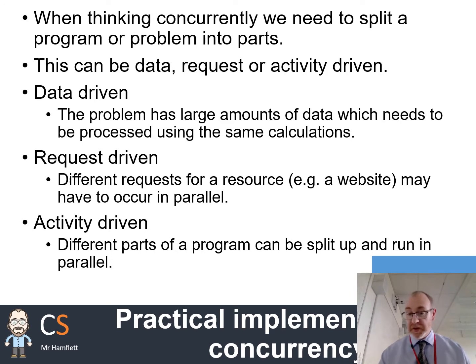It might be request driven. Now this is quite a common one, where we might have a website. Our website might have loads of users coming in at the same time, and because of that, each one of those requests could be considered as a unit of work. Now, because we have all these distinct units of work all coming at the same time, we've got a chance for concurrency.